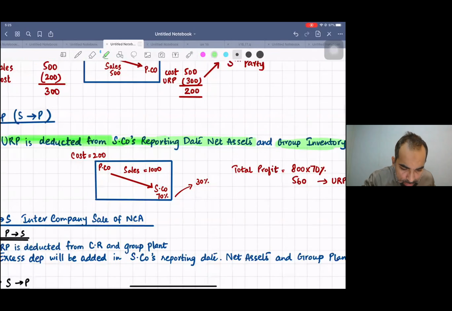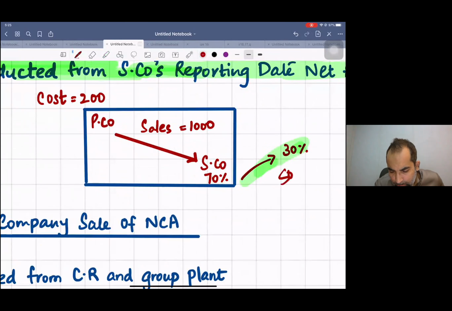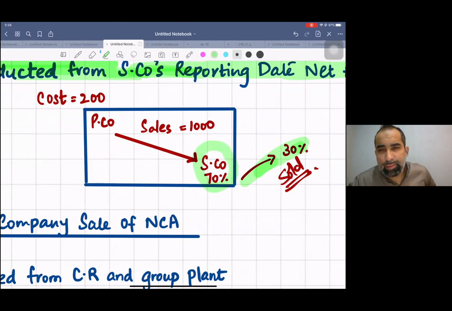Or you can see this in this question. It is written in the sketch that 30% of goods are sold. And see this, 70% are still with S company. So that means 70% is URP. Okay, right?